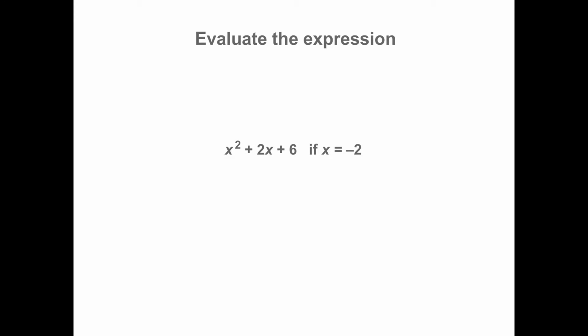Here, the same variable x is used more than once. To evaluate the expression, replace x with the specified value of negative 2. The parentheses ensure that negative 2 is squared in the first term and the intent of multiplication is maintained in the second term. The final answer is 6.